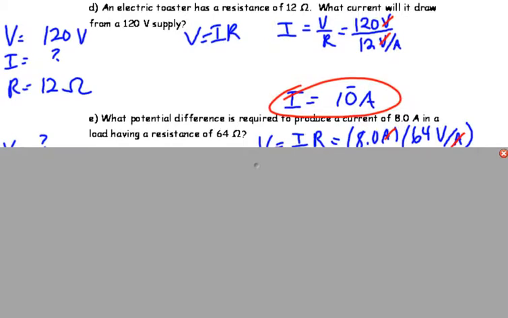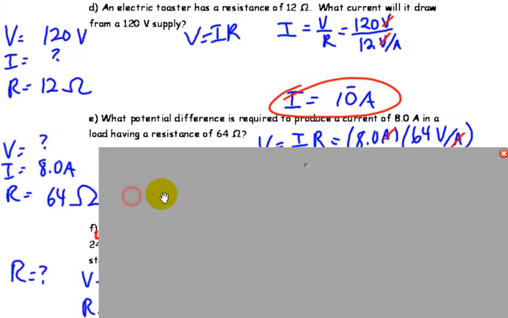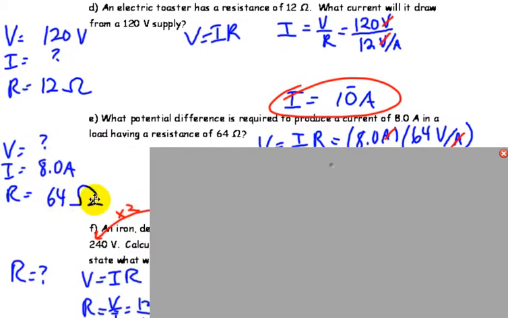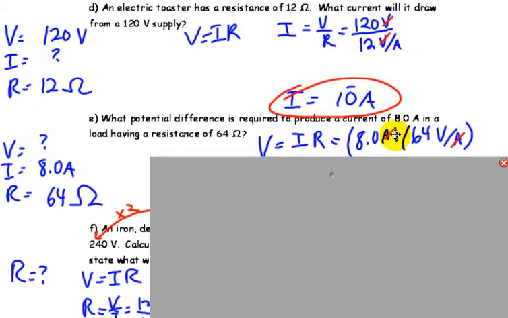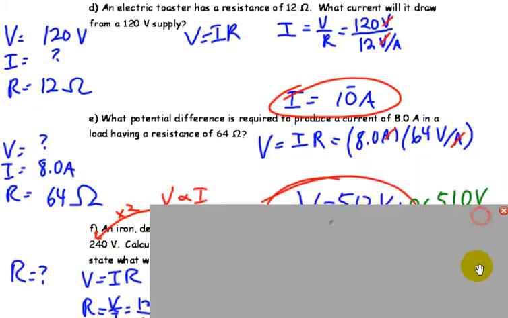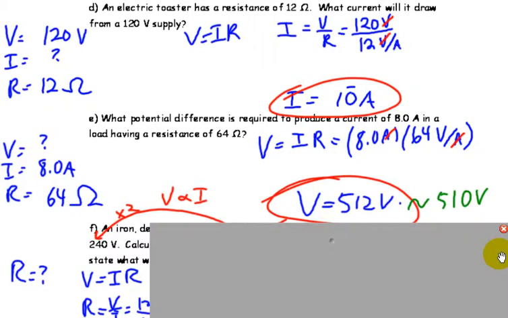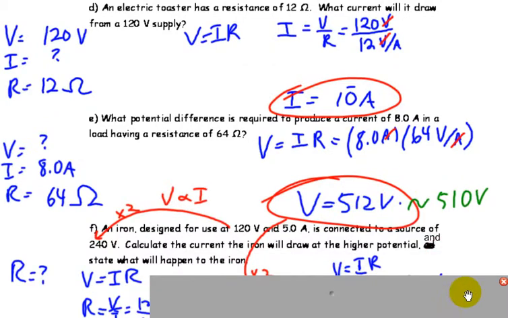E, what potential difference is required to move a current of 8.0 amps through a resistance of 64 ohms? Of course 64 ohms is volts per amp again, so as you can see here, amps cancel, and I get 512 volts. Technically there are only 2 sig figs here. 1, 2, this is a 2, so this stays as a 1, so that should be rounded off to 510 volts.